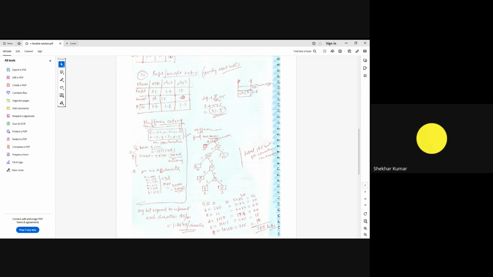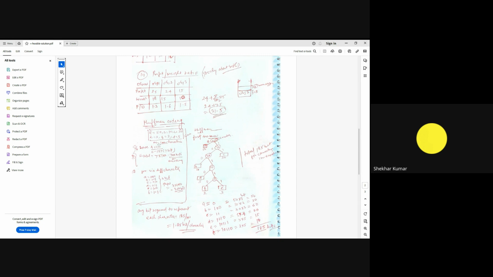So there are a total of 100 characters in the message. How many bits will it take? It will take 7 into 100, which means 700 bits to encode the complete message. For encoding a message of 100 characters using ASCII, we use a total of 700 bits. In the first case, is it optimal?